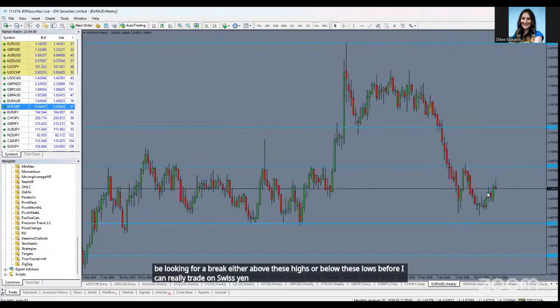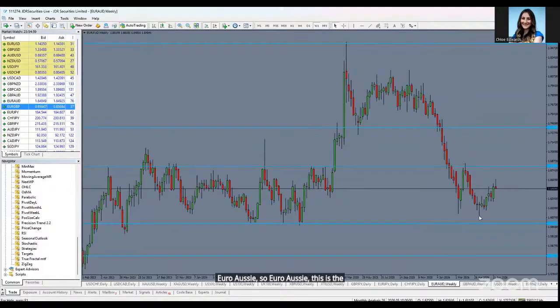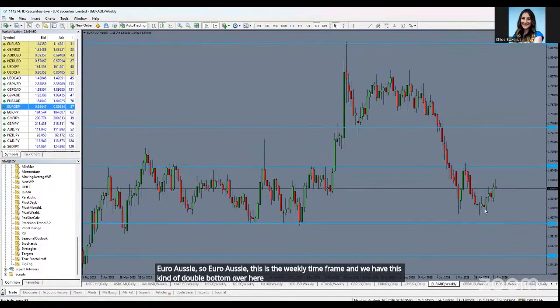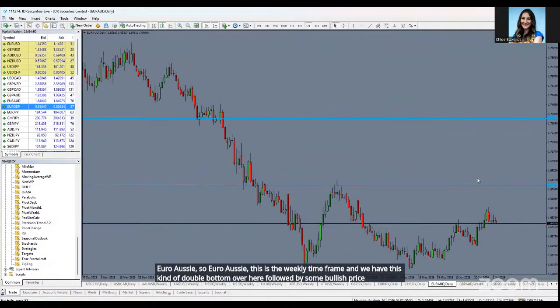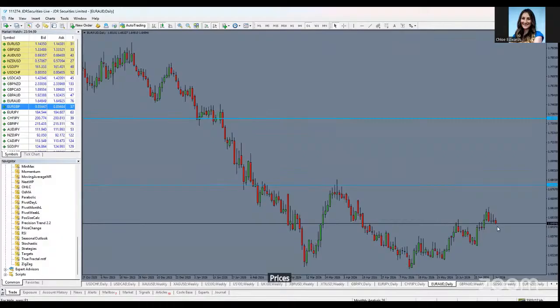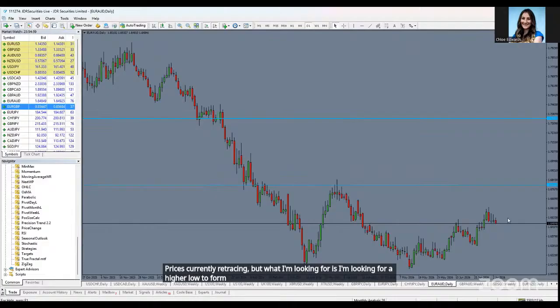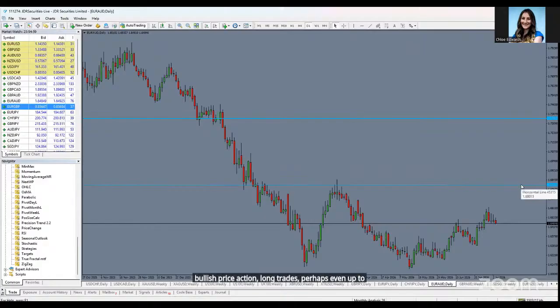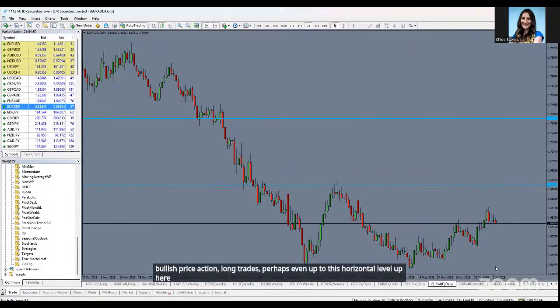Euro Aussie. So Euro Aussie, this is the weekly time frame, and we have this kind of double bottom over here, followed by some bullish price action, which on the daily time frame we can clearly now see higher lows and higher highs. So price is currently retracing, but what I'm looking for is a higher low to form, at which point I will then start looking for bullish price action, long trades, perhaps even up to this horizontal level up here.